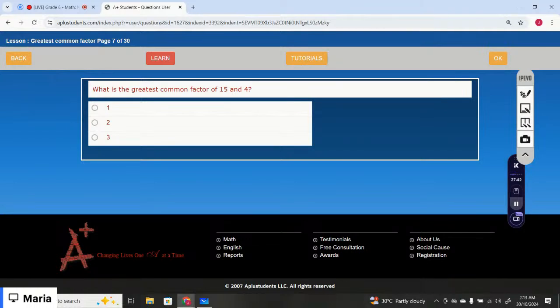The correct option is 1, right? They only have one common factor, that is 1. Okay, you can complete the lesson by yourself later today. Let's just move on to the next lesson.